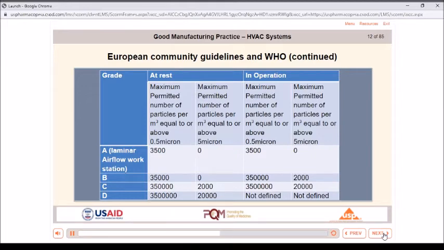Grade A areas are expected to be completely free from particles of size greater than or equal to 5 micron both at rest and in operation condition. Besides at rest and in operation clean room states, another condition most commonly used by HVAC contractors is as-built condition. As-built clean rooms are those which are ready with all services connected but without equipment and personnel.